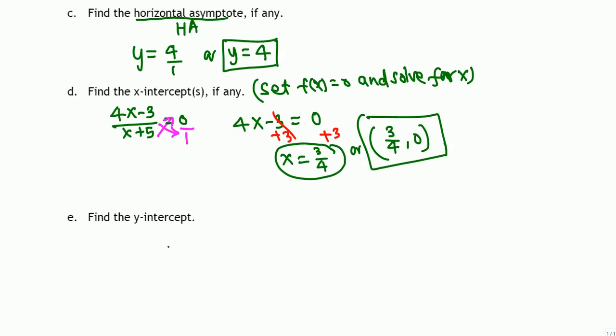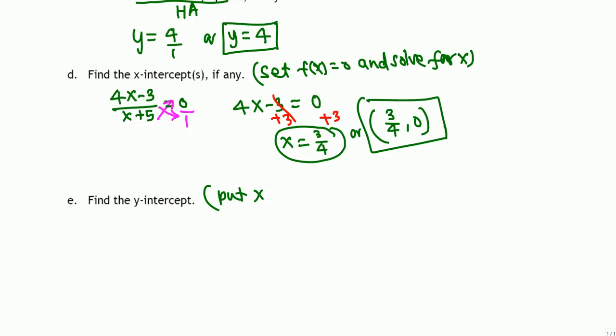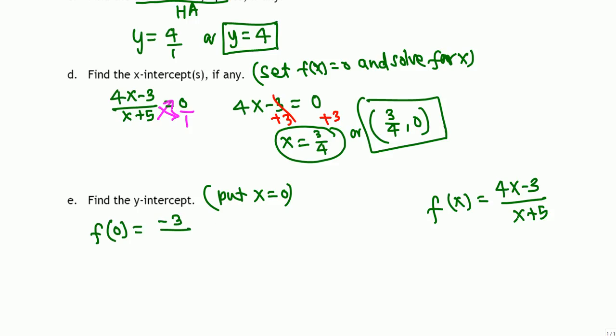Now to find the y-intercept, we put x equals 0 and solve for y. So f(0) equals, what is the function, by the way? The function was (4x minus 3) over (x plus 5). We just put x equals 0. So f(0) equals 4 times 0, 0 minus 3, just minus 3 on the top, 0 plus 5, just 5 on the bottom. So the y-intercept is negative 3/5. Or sometimes we write (0, negative 3/5). That's the y-intercept, negative 3 over 5.